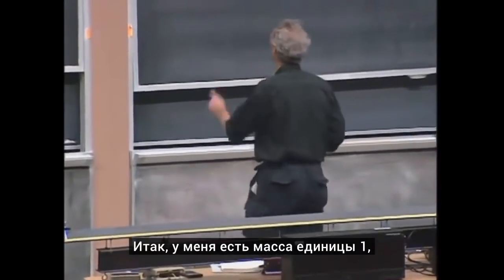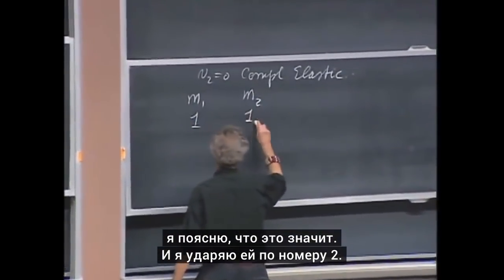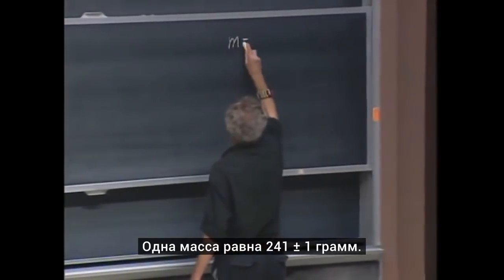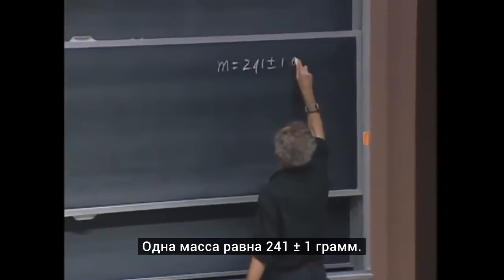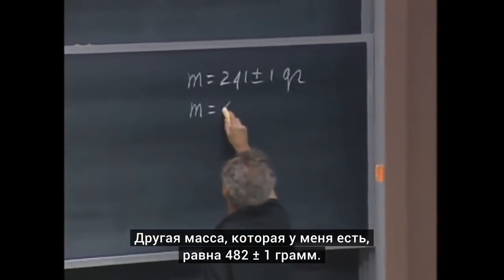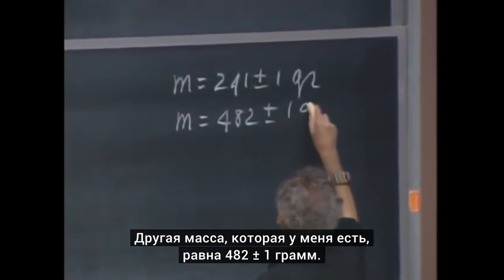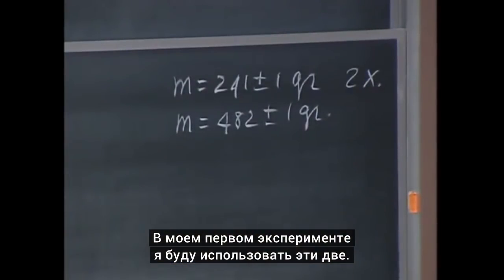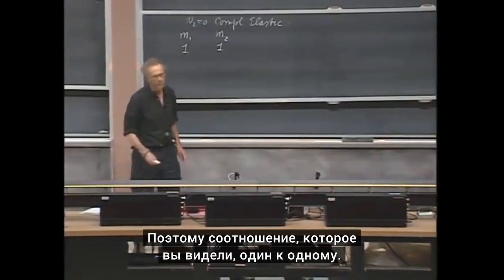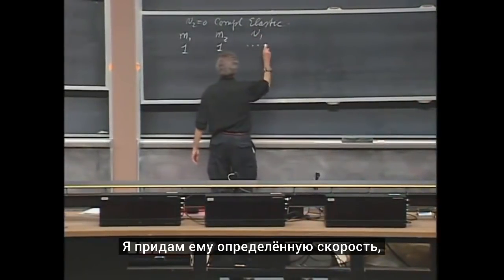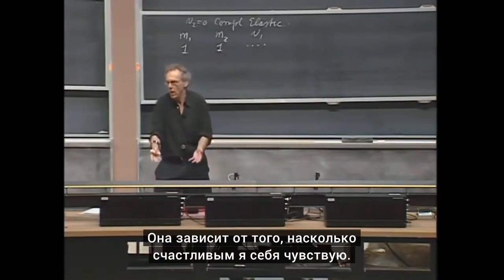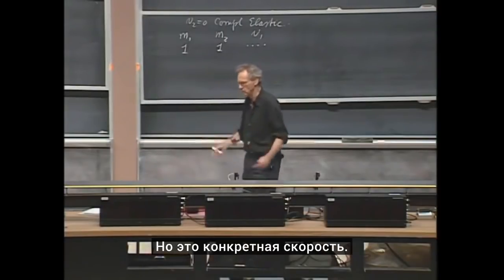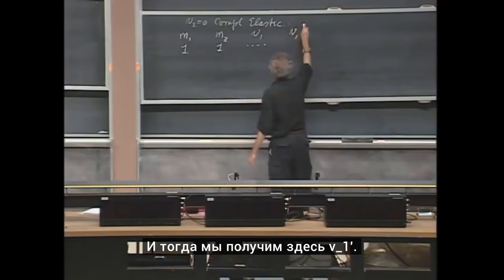So I have one mass of unit 1. I will tell you what that is, and I bang that into number 2. And the masses that I have, one mass is 241 plus or minus 1 gram, and the other mass that I have is 482 plus or minus 1 gram. And I have 2 of these. And in my first experiment, I will use these 2. So this is the ratio that you see, 1 to 1. I will give it a certain velocity, which I cannot tell you what that is. That depends on how happy I feel. If I push hard, then the velocity will be high. If I push softly, the velocity will be low. But it is something. And then we're going to get here V1 prime.